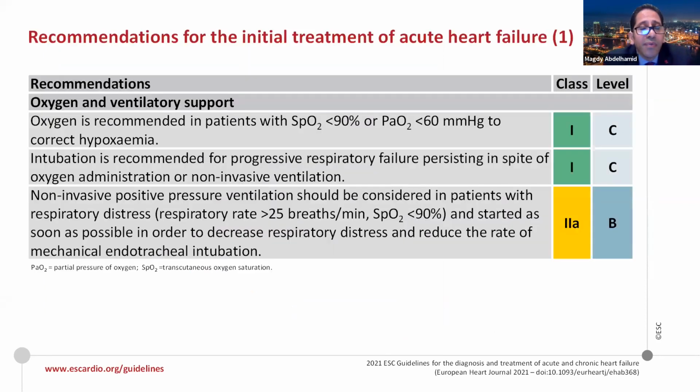So these different tables summarize the new guidelines regarding treatment of acute heart failure. Oxygen is needed when oxygen saturation is less than 90%, PO2 less than 60, class 1C. Intubation is recommended for progressive respiratory failure in spite of using oxygen, a class 1C recommendation. Non-invasive positive pressure ventilation should be considered in patients with respiratory distress, class 2A, respiratory rate more than 25, oxygen saturation less than 90, started as soon as possible.